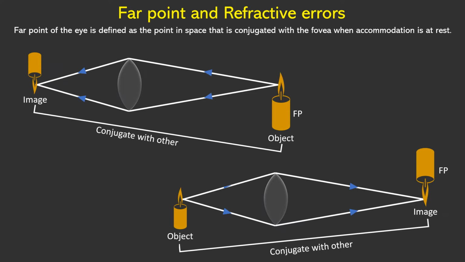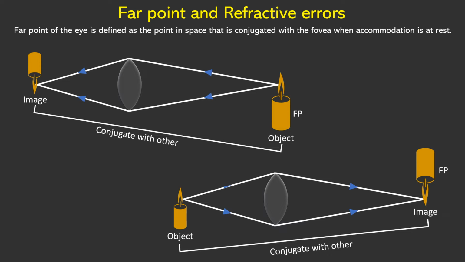The same we do in retinoscopy, where we have the eye's optical system in place of a single lens. In retinoscopy, we rely on the reversibility of conjugate points. We illuminate the retina and look for the far point in space that is conjugate with the fovea. And after knowing the location of the far point, we can calculate the power of the eye's optical system.